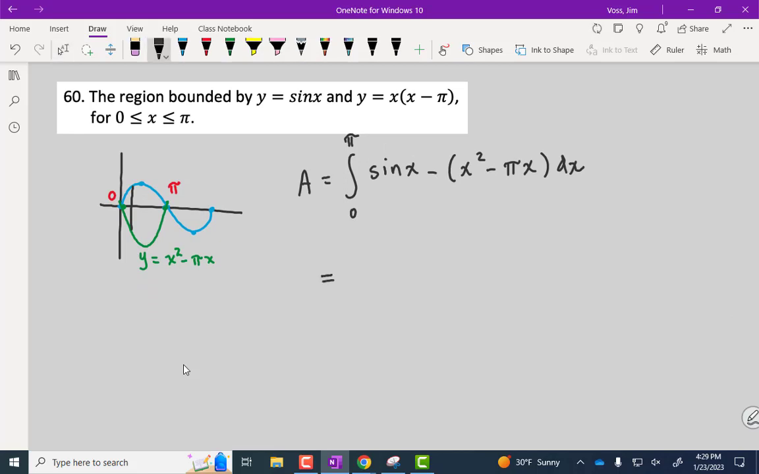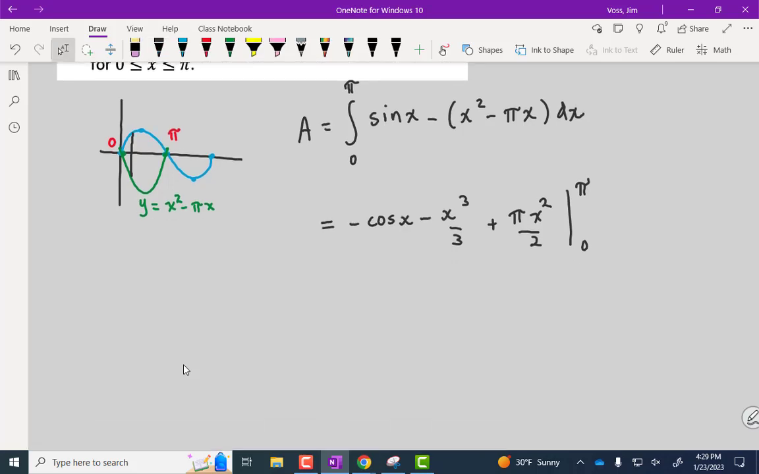And we can go ahead and distribute the minus and integrate at the same time. So integral of sine is minus cosine, and then minus x cubed divided by 3, and then plus pi x squared over 2, 0 to pi. First, we'll plug in the upper limit, plug in the pi value. So cosine pi is -1, multiplied by a negative. That gives us 1 minus pi cubed over 3 plus pi cubed over 2.